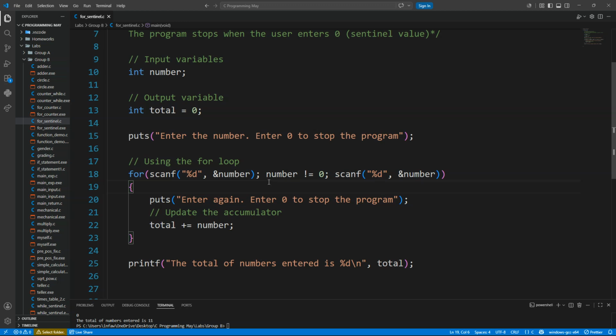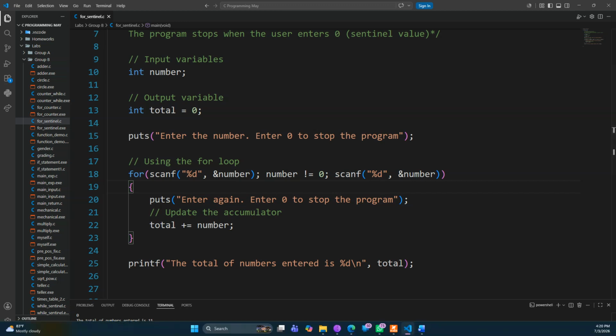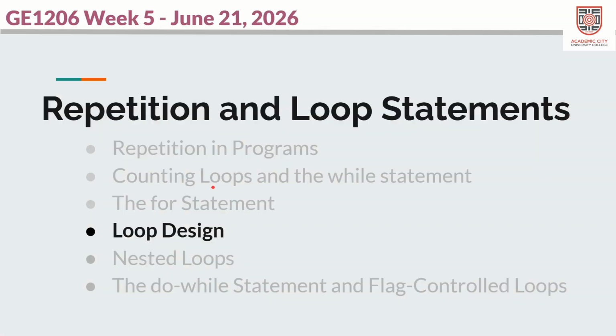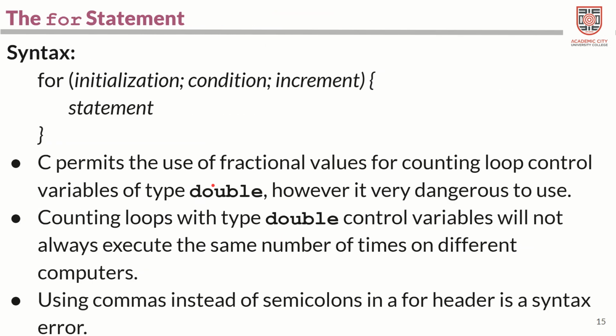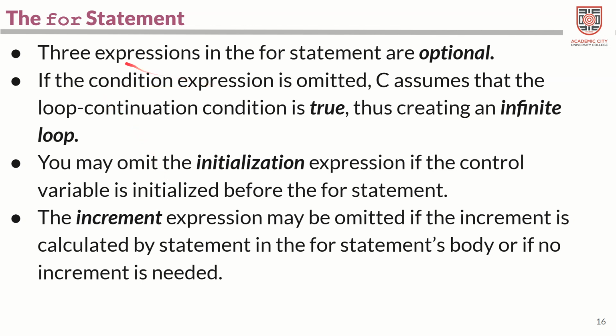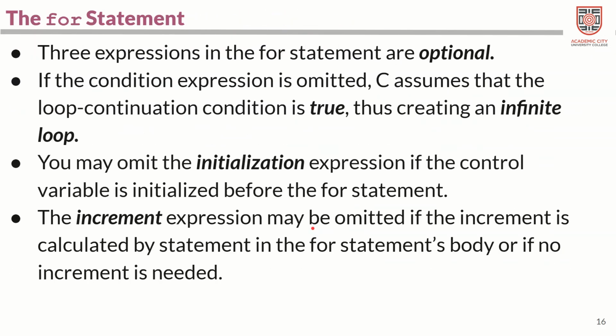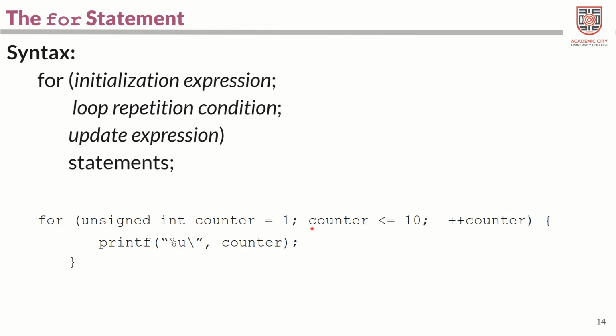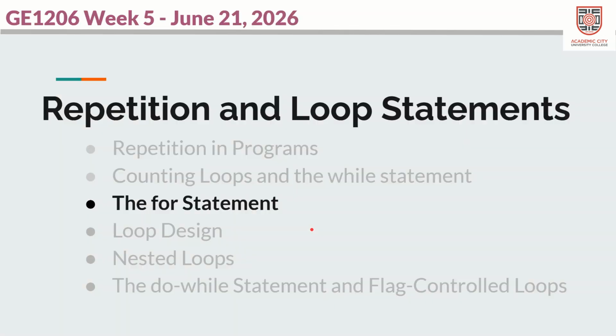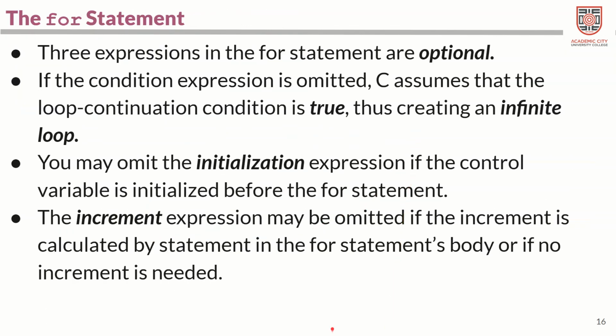Not just the counting we saw when I was teaching the for loop. I can even take input. So as you are seeing, I'm even taking input in the for loop. Now, why is this thing working? If you remember, let's go back to the slide. There's something I said with regard to the for loop. So it says the 3 expressions are optional, right? If the condition expression is omitted, it is assumed that the loop condition is true, so infinite loop, right? You may omit the initialization expression if the control variable is initialized. The increment is something that was supposed to be said, but I didn't see it over here. So then I didn't tell you guys.